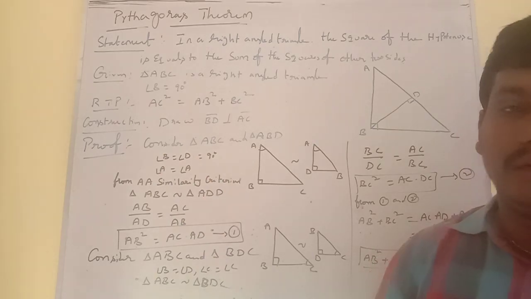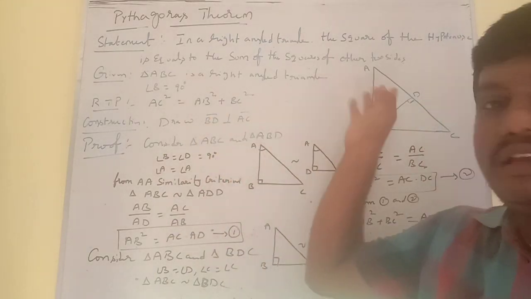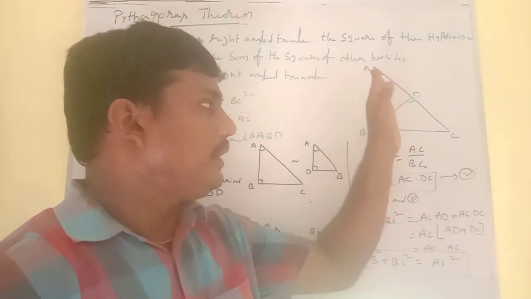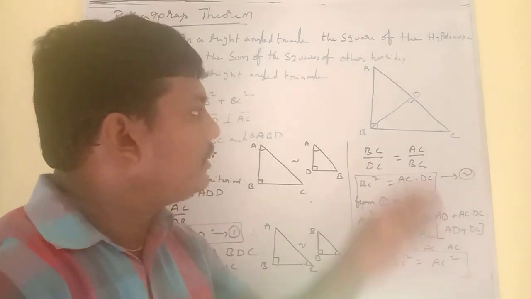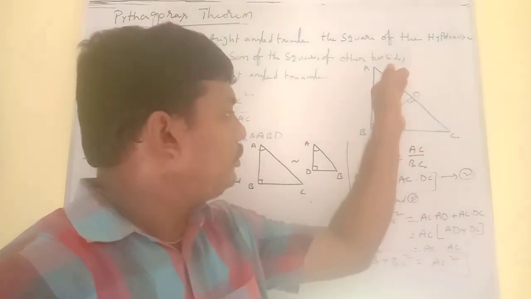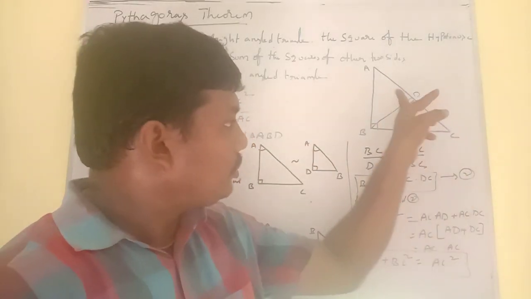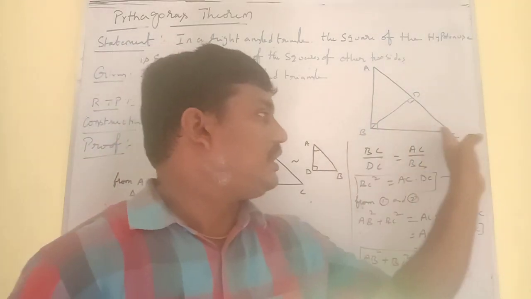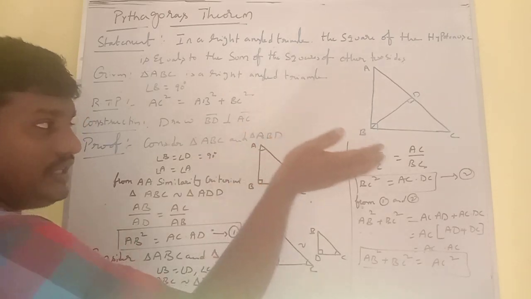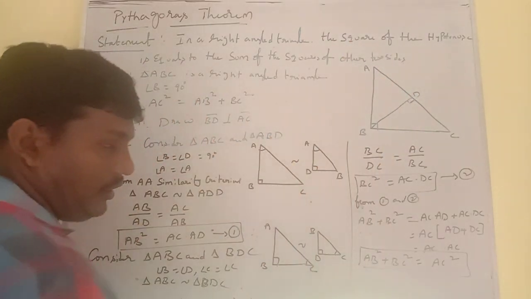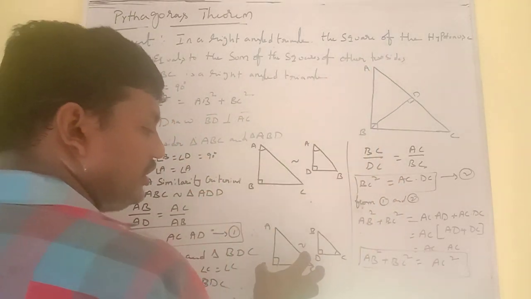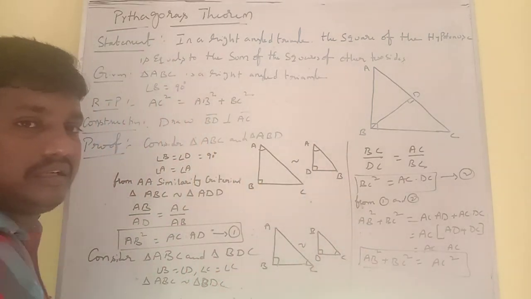Then what is the construction required? The construction required is: draw BD perpendicular to AC. When you consider a perpendicular BD on line segment AC, then the given triangle is divided into two portions, first portion and second portion. The first portion includes the opposite side and the second portion includes the adjacent side. Now we have to consider the triangle having the opposite side and the original triangle, and the original triangle and the triangle having the adjacent side.